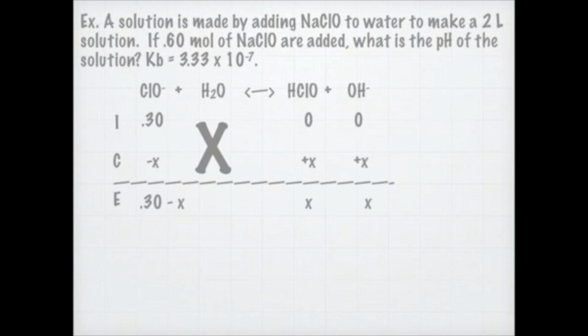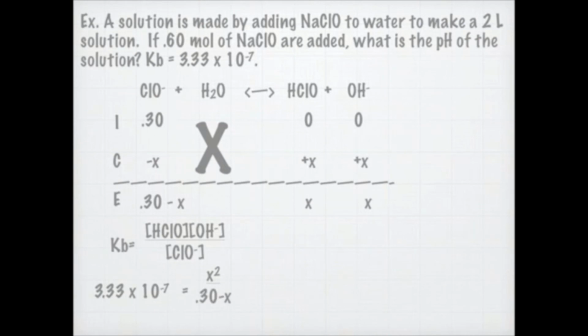Now I know my base dissociation constant, so I'm going to write that really quickly. My Kb equals the concentration of hypochlorous acid times the concentration of hydroxide, all over the concentration of my hypochlorite ion. Now I can put in everything I know. I know my Kb, it's 3.33 times 10 to the negative 7th. I know that the top, the numerator, is going to be X times X because those are my products, so it's going to be X squared. And I'm going to divide that by 0.30 minus X.